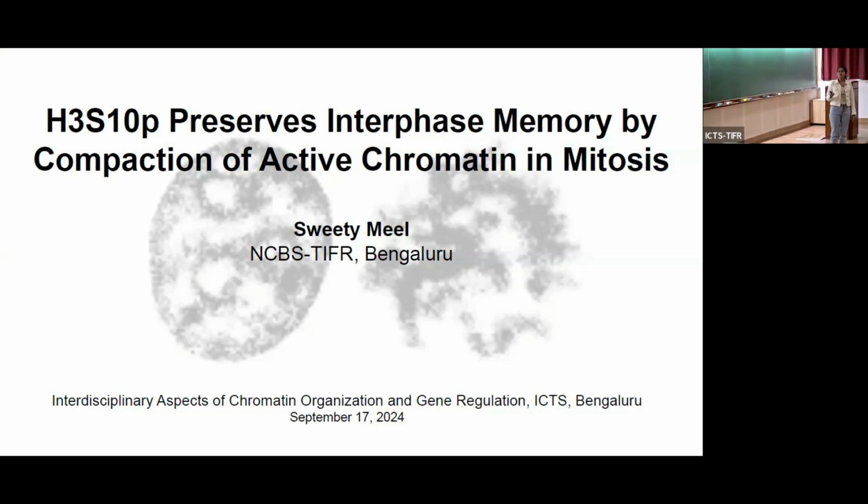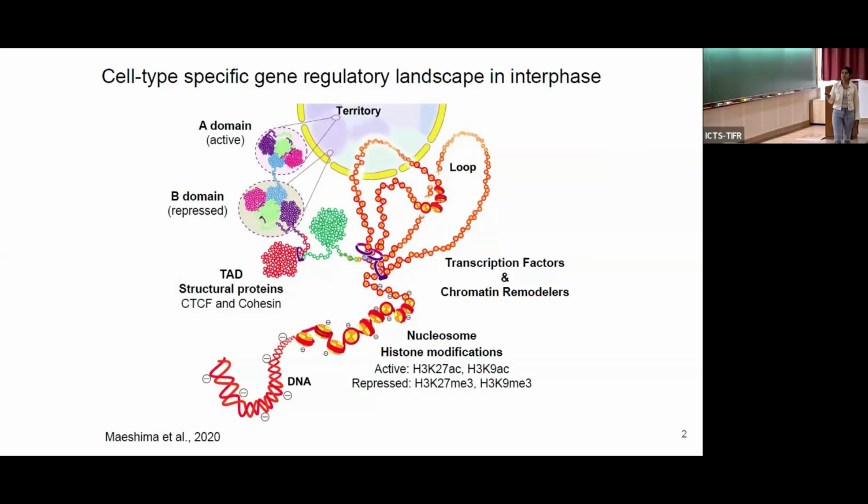So I'll be talking about a histone modification and its role in interphase chromatin memory when the cell is dividing. I won't spend much time on this because Sabri already introduced it. But what I'd like to emphasize is that there is this hierarchical organization which is only true for cells in interphase. That is the period where the cell spends most of its time, because only 5-10% of cells are in mitosis.